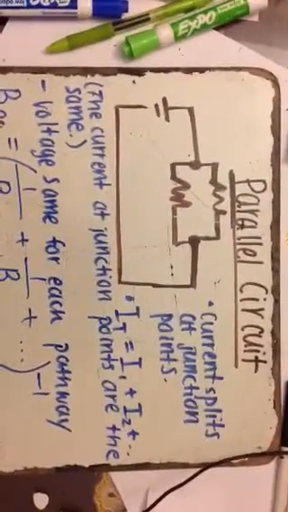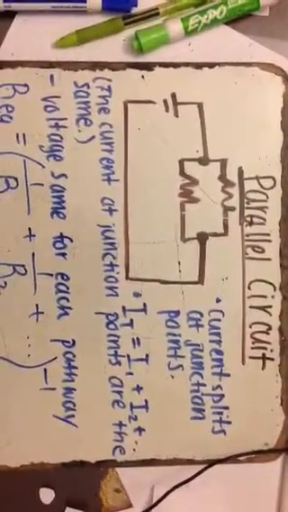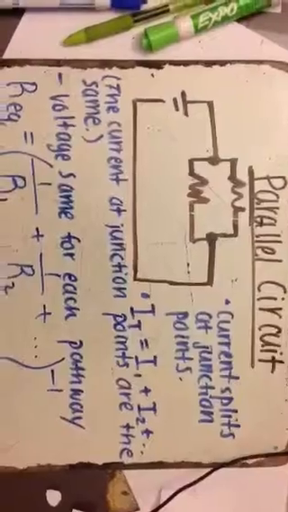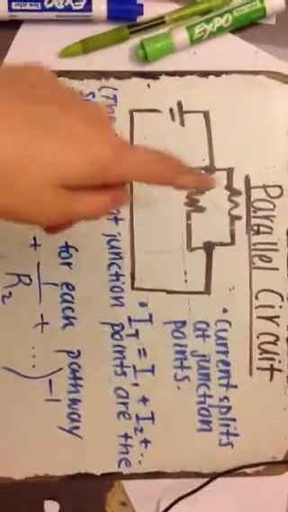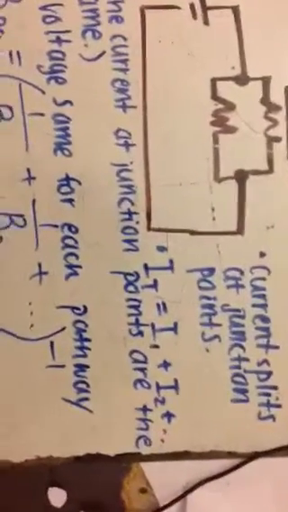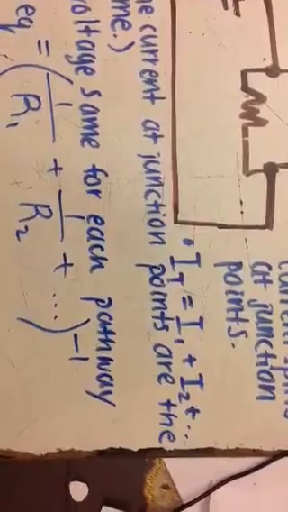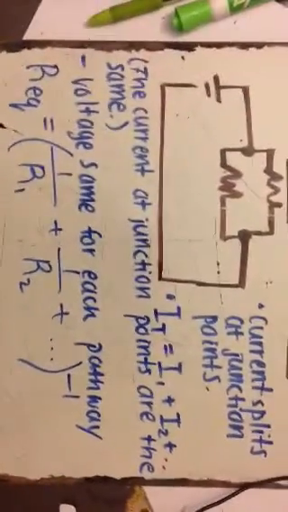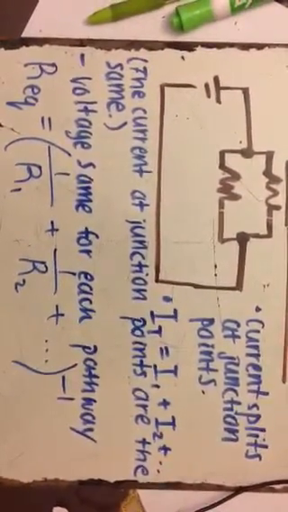This is a parallel circuit. Because the current splits, the total current is not equal to the individual current through each pathway. In fact, the total current equals the sum of the individual currents through each pathway. IT equals I1 plus I2 plus, depending on how many pathways you have.